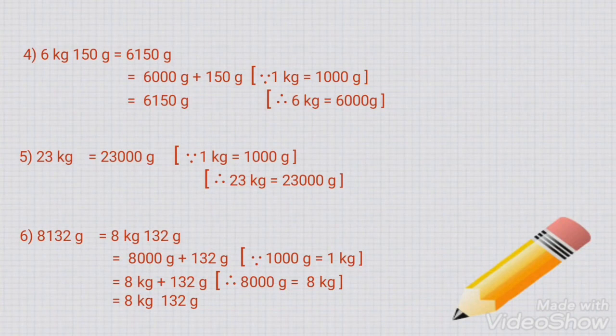Moving on to the sixth question. It is similar to the previous question that we have seen just now, that in 8132 grams there are how many kgs and how many grams. So we will divide 8132 grams in two parts, that is 8000 gram and 132 grams. And the formula is that in 1000 grams there are 1 kg, so in 8000 grams there will be 8 kgs. So we will replace 8000 gram by 8 kg, and the answer is 8 kgs and 132 grams. I hope it was clear to you.